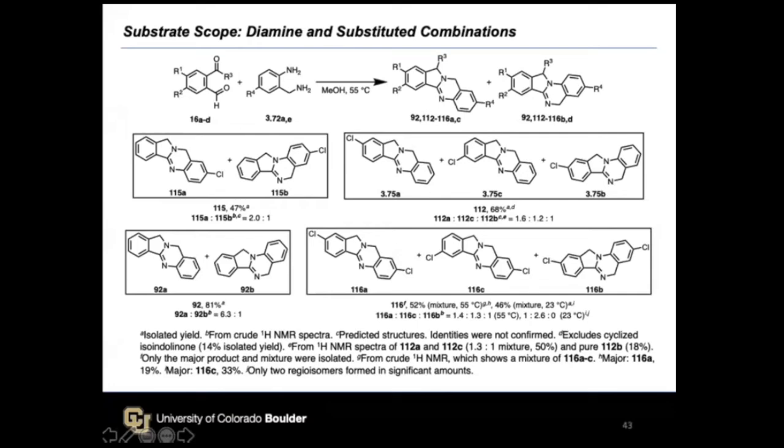As with the combination of 4-chloroorthothaldehyde plus the unsubstituted diamine, 3 regioisomers formed at 55 degrees Celsius. However, we also tried this at room temperature and we got only 2 regioisomers. And for the major products, the regioselectivity was the opposite of at 55 degrees Celsius. And that's with respect to the chlorine on the isoindolene ring.